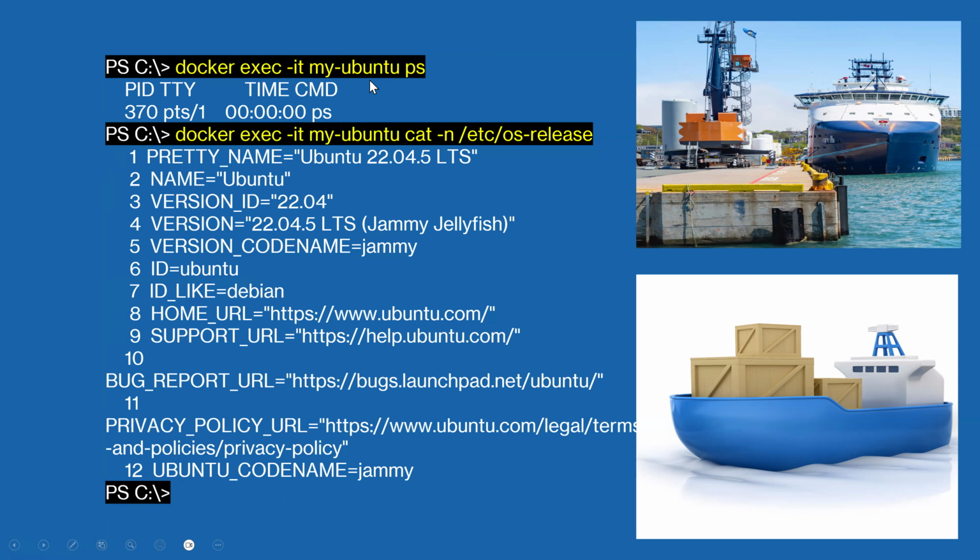docker exec -it my-ubuntu ps. Now you can see here, instead of /bin/bash, I just run the process command, ps, and it says that my bash is running on process ID 370. And here, instead of ps, I say cat -n /etc/os-release. The -n numbers the lines. The contents of that file are displayed here, saying that I'm on Ubuntu 22.04 Long-Term Support, codename Jammy Jellyfish.